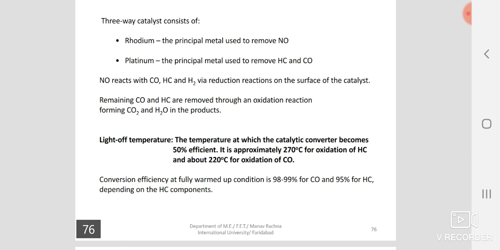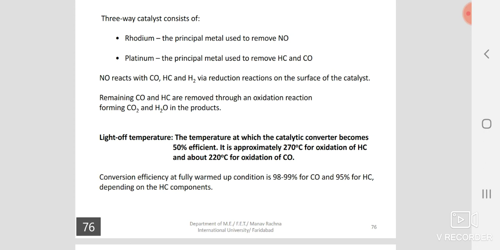NO reacts with CO, HC and H2 via reduction reactions on the surface of the catalyst. What do you mean by catalyst? A catalyst is something which helps in a reaction, like rhodium, like platinum. These work as the major materials on the surface, through which the exhaust gases pass. And as the exhaust gases pass, they react with them and get converted into oxygenated products.